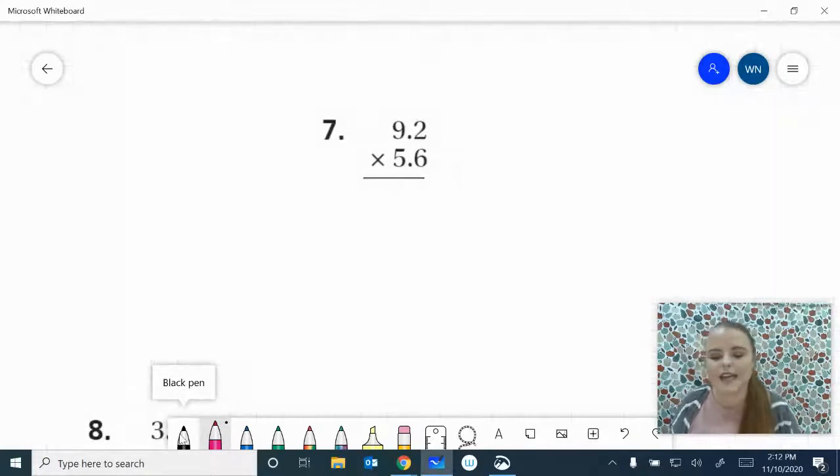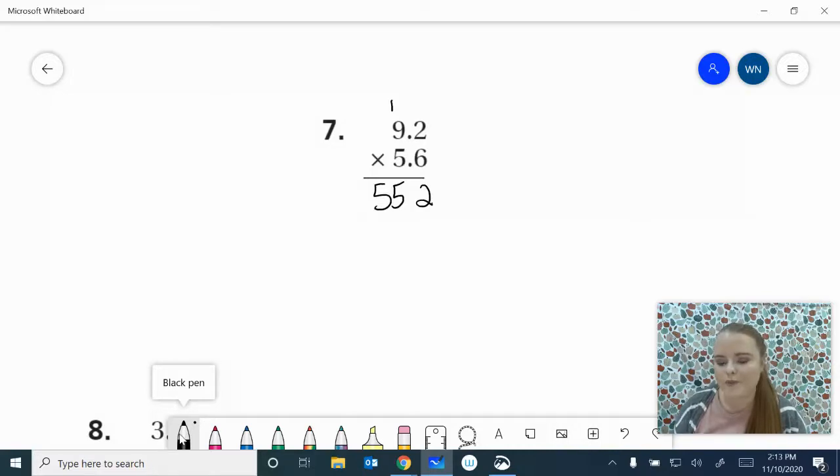Number 7 is 9 2/10 times 5 6/10. Go ahead and work it out and come on back. Let's work out number 7. Again, they're lined up, but they don't have to be. 6 times 2 is 12. 9 times 6 is 54. Made me think there. And a 1 is 55. Remember your 9's trick if you remember it. Make sure you put your placeholder 0.